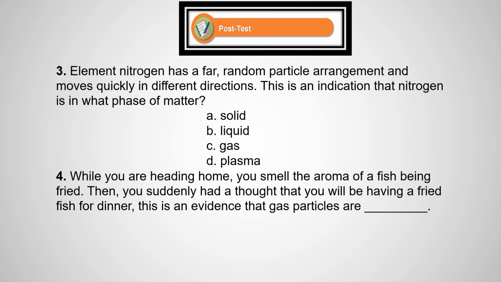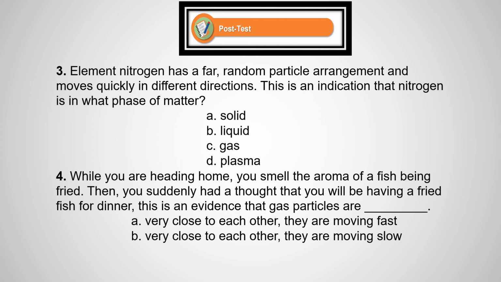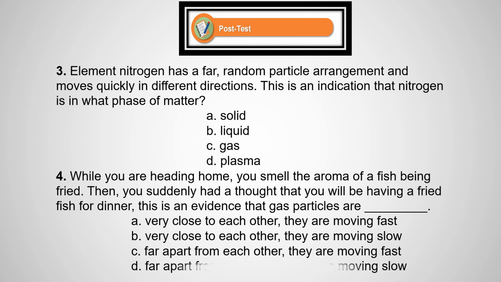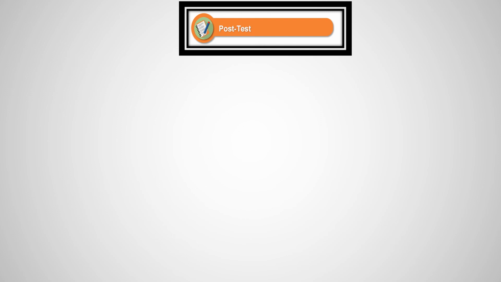Number 4. While you're heading home, you smell the aroma of a fish being fried. Then you suddenly have a thought that you will be having fried fish for dinner. This is evidence that gas particles are: A. Very close to each other, they are moving fast. B. Very close to each other, they are moving slow. C. Far apart from each other, they are moving fast. D. Far apart from each other, they are moving slow.